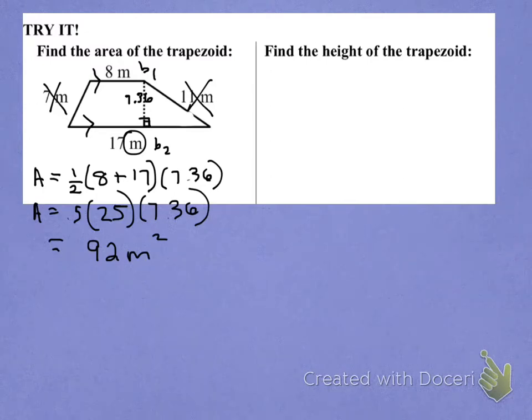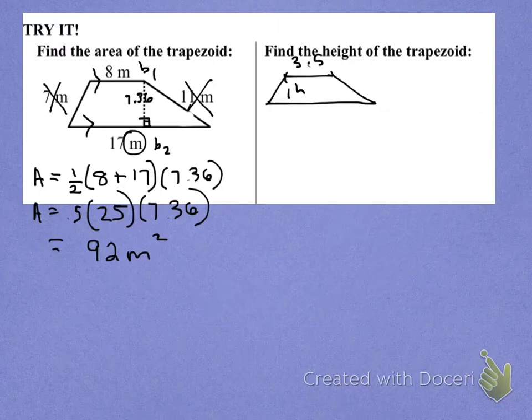Alright, let's say we have another trapezoid here. Let's say we're trying to find the height in this case, and we know the first base is 3.5. Here we have 11.1. This diagonal right here is 9.3, and let's go ahead and say our area is 51.1.